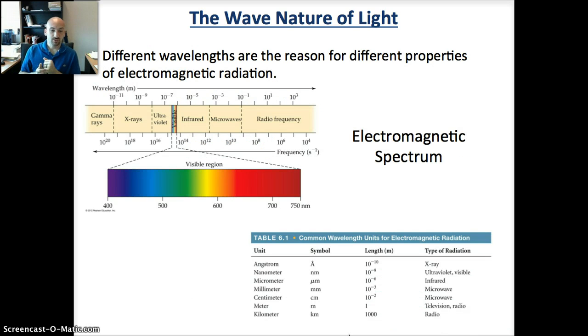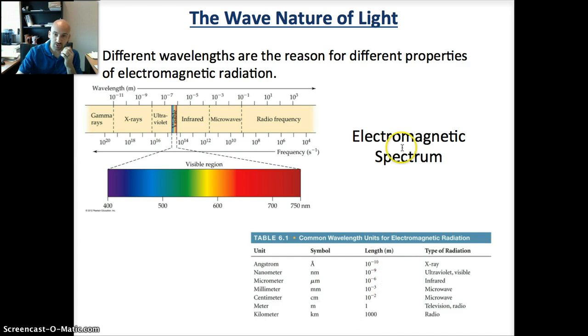Like I said, the different types of electromagnetic radiation are due to different wavelengths of these waves. This gives us these different types of electromagnetic radiation, and each one has differing properties. Everything that we just talked about is true for other types of electromagnetic radiation: they travel at the speed of light, and they have wave-like properties as well.